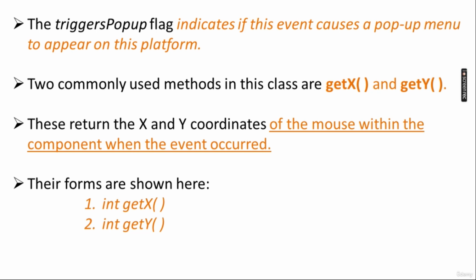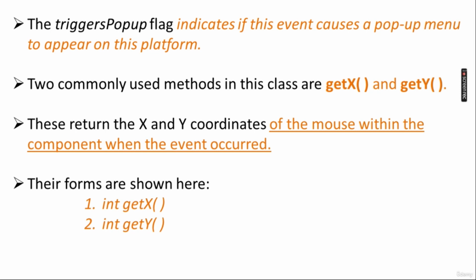Next very important thing is the triggers pop-up flag. This indicates if this event causes a pop-up menu to appear on this platform. If it is true, it tells that this event causes a pop-up menu, like when we right click on any particular folder. For that, the pop-up occurs.